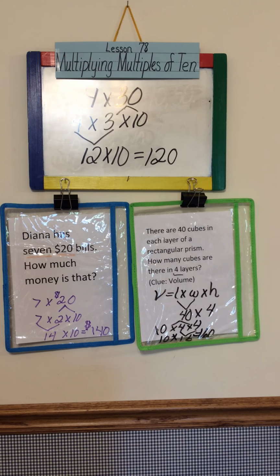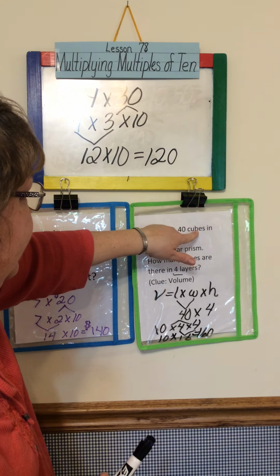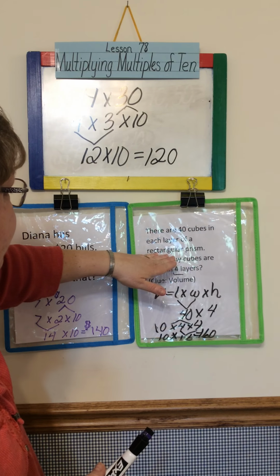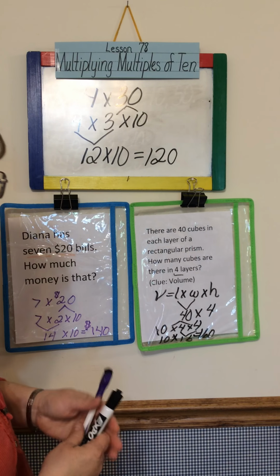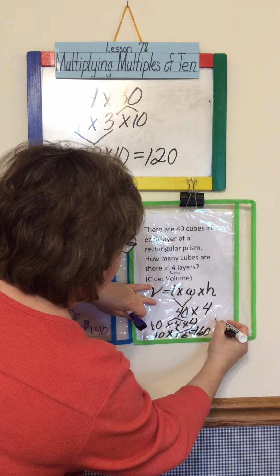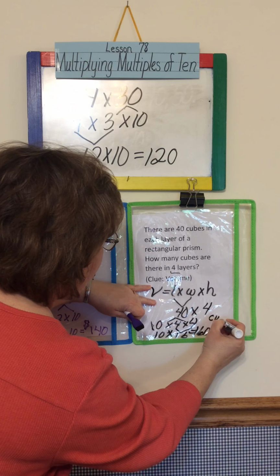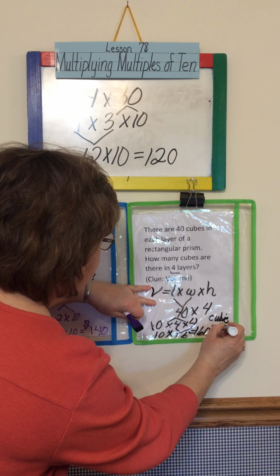Now, how do we label that? We label that with cubic, and it says rectangular prism, but these would be cubic units. It does not say if they're inches or not. So it's 160 cubic units.